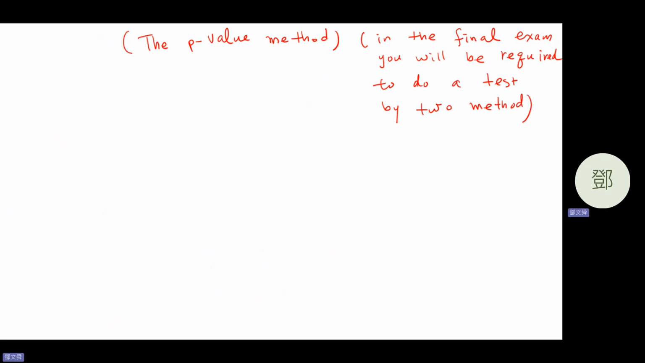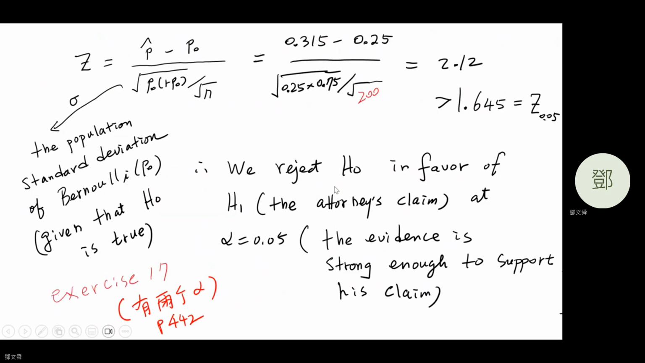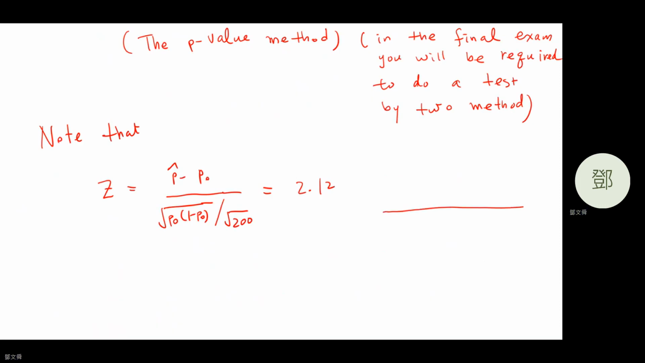Okay, so note that the z-score is p hat minus p0 divided by the square root of p0 times 1 minus p0 over 200. And what is this? Is it 2.12? Yeah. And the p-value is the area under the standard normal curve to the right of 2.12.